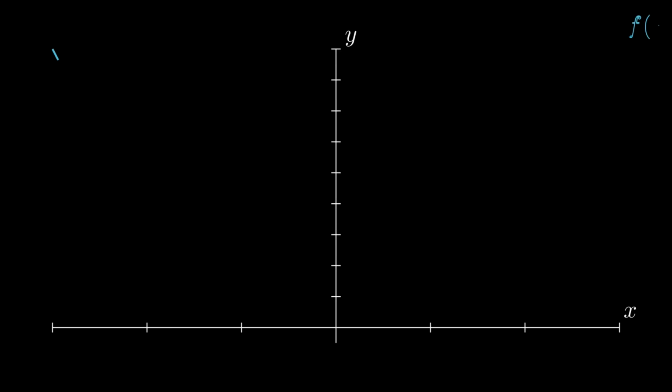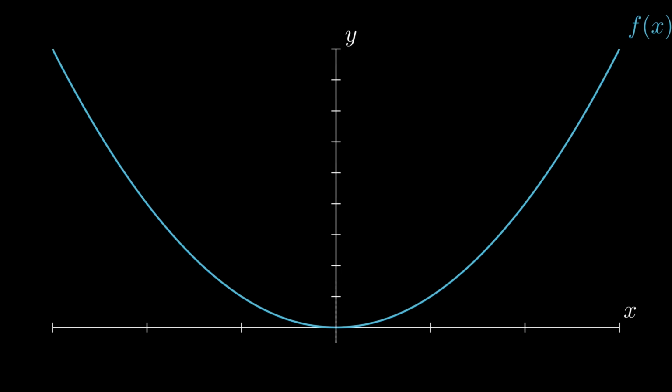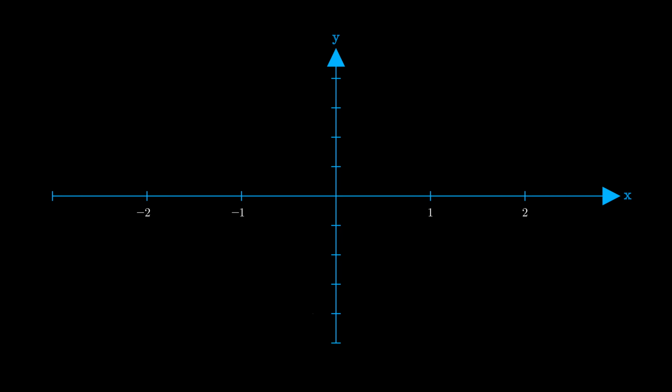Before diving into formulas, let's take a moment to feel what symmetry looks like. First, here's a shape that's symmetric across the y-axis. Every point on the left has a mirror twin on the right. This is what we call even symmetry. Now look at this one. It twists through the origin. That's odd symmetry. These patterns are everywhere, from reflections in nature to physics.